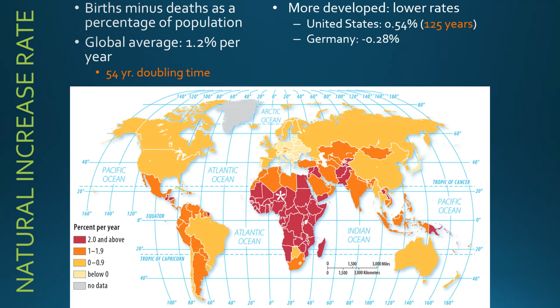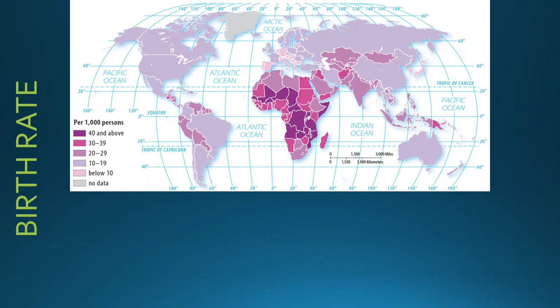In Germany, it's negative 0.28%. So again, below zero. And it is less in less developed countries, we have higher rates. So in Niger, which is where that star is on the map, that population is going to double every 19 years. We also want to understand the birth rate, which is again different from that natural rate of increase.